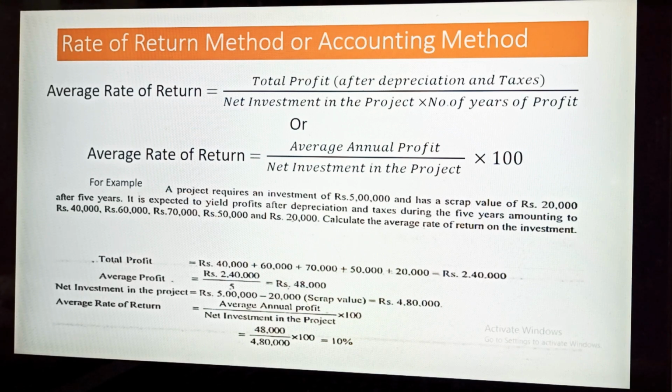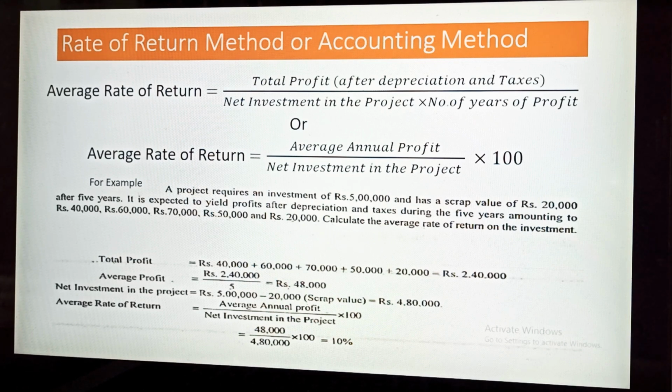So the expected return is determined, and the project which has a higher rate of return than the minimum rate specified by the firm, called the cutoff rate, is accepted, and the one which gives a lower expected rate of return than that minimum rate is rejected. See, in this we have four methods.